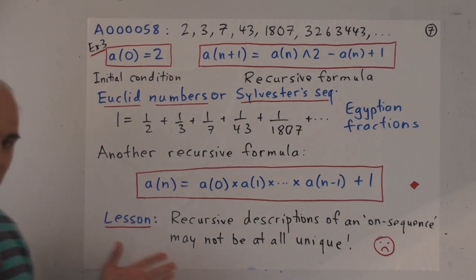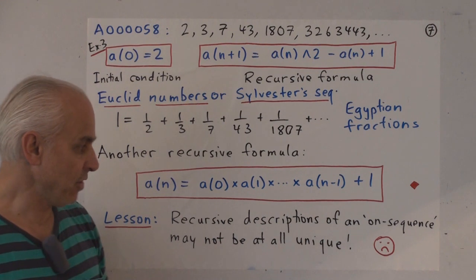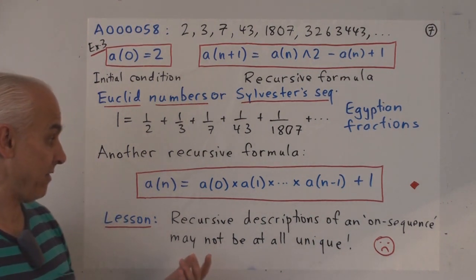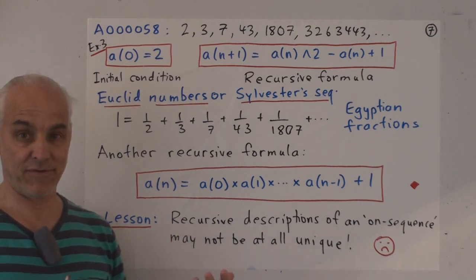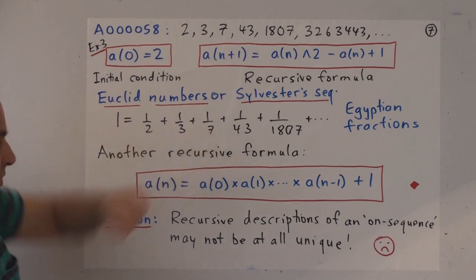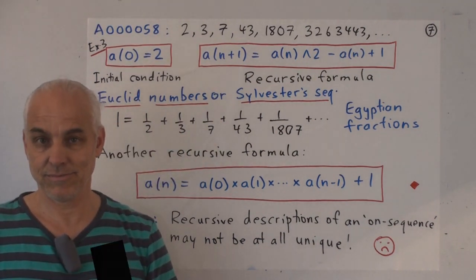So there's an important lesson here, a rather surprising thing, that recursive descriptions of a sequence may not at all be unique. In fact, they may be quite wildly different. Who would have guessed that this recursive formula and this recursive formula generate the same sequence?